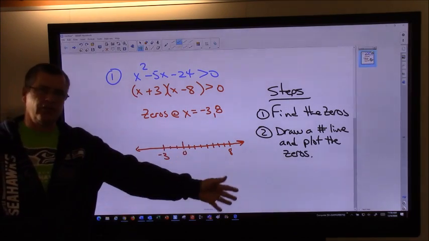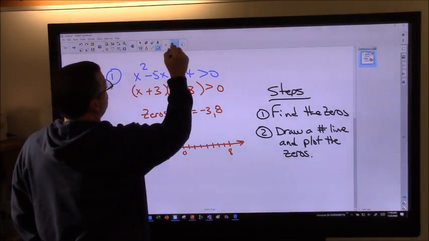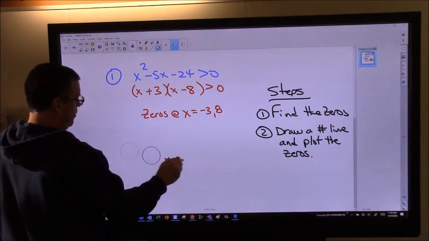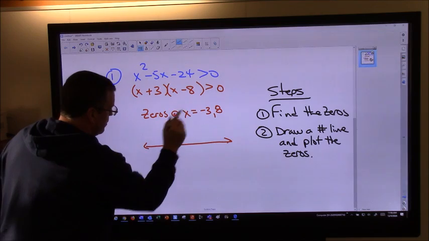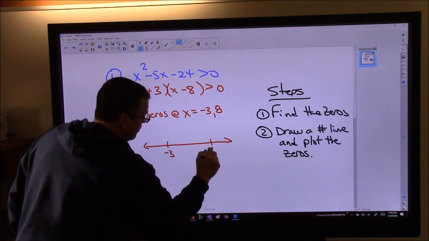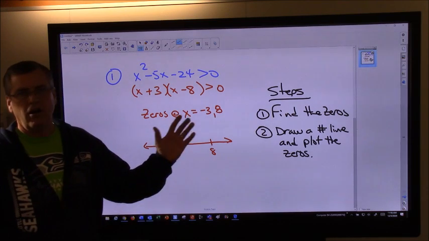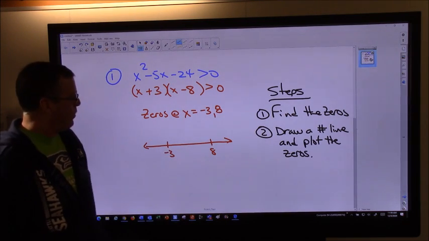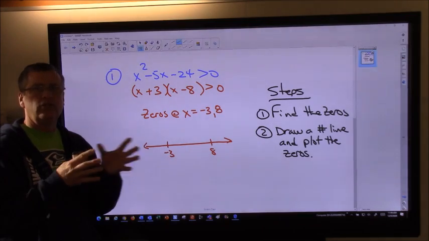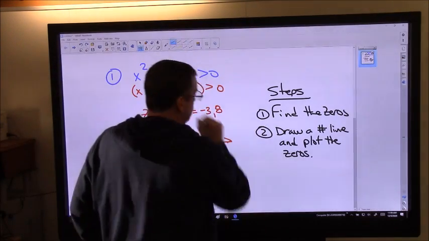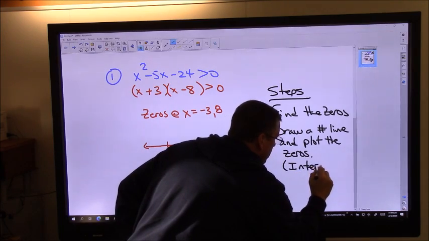I don't put all those tick marks in there. What I usually do is something like this. Here's my number line, there's -3, there's 8. I really don't care where 0 is. I don't care where all these tick marks fall. What I'm trying to do is break the number line down into intervals. All right? So we're trying to create intervals.